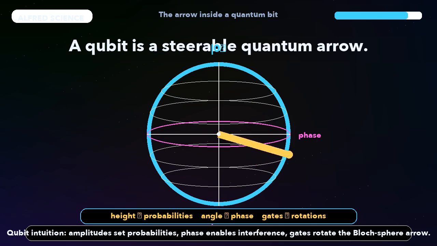Quantum computing becomes powerful when many such arrows are combined, entangled, and rotated so wrong answers cancel while useful answers reinforce. For one qubit, remember the picture: probabilities from height, phase around the equator, and gates as rotations on the sphere. That is the arrow inside a quantum bit.